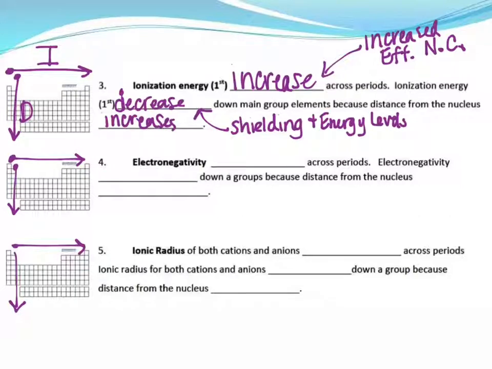Okay. Somebody give me the definition of electronegativity. Flip over your paper and give me the definition. The electron has a negative charge.